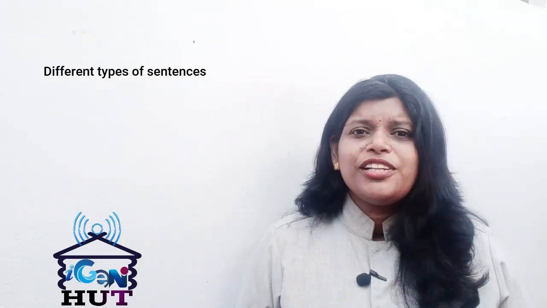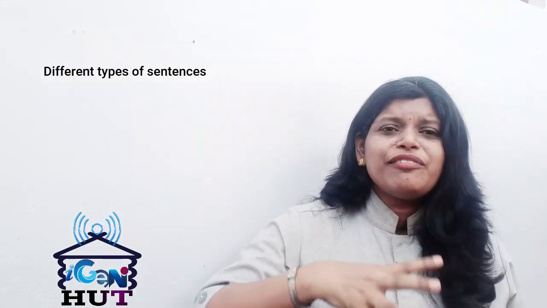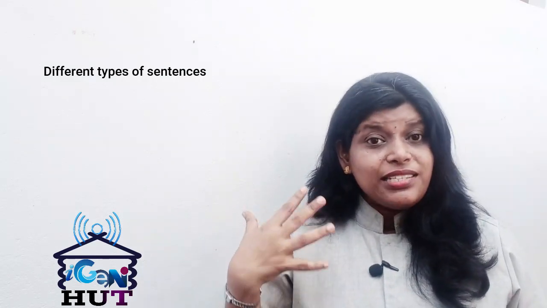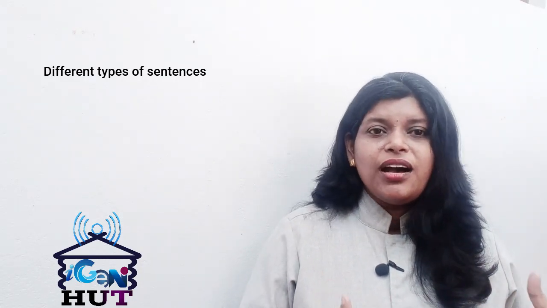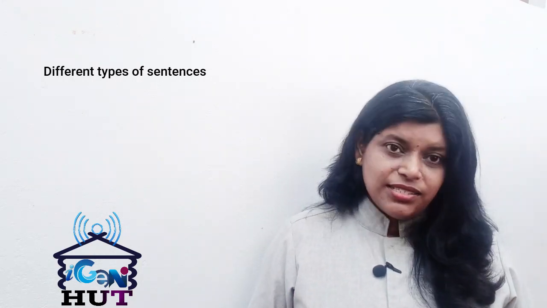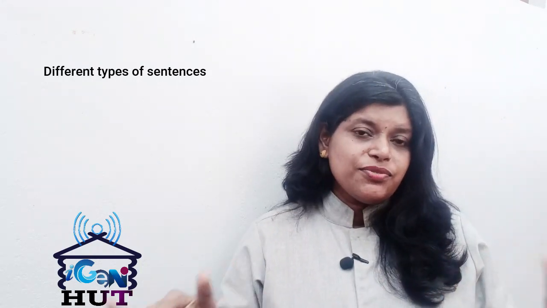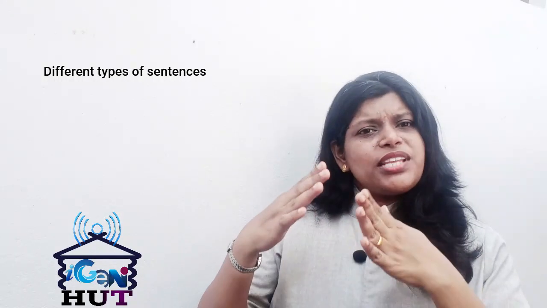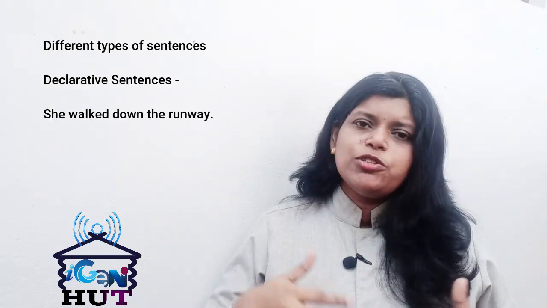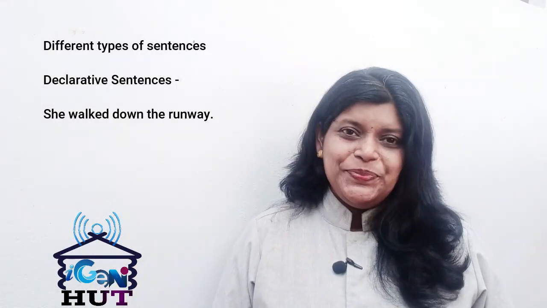So with an understanding of the fine parts that make a study of English grammar possible, let's dive into the different types of sentences. The parts of speech which we learned now and the article may be used in the following sentences. Four different kinds of sentences are there. And the first one is declarative sentences. These type of sentences make a statement. For example, she walked down the runway.